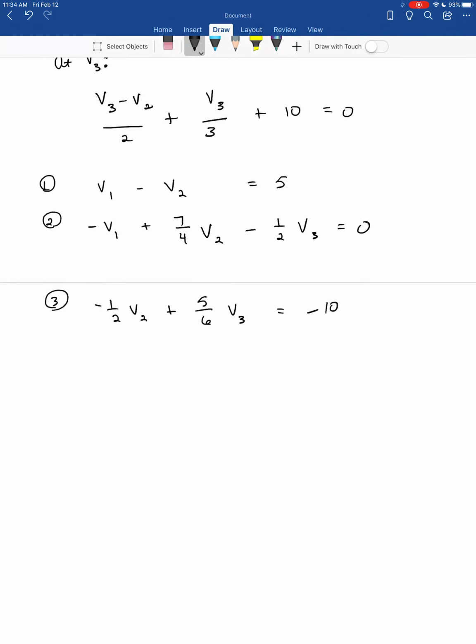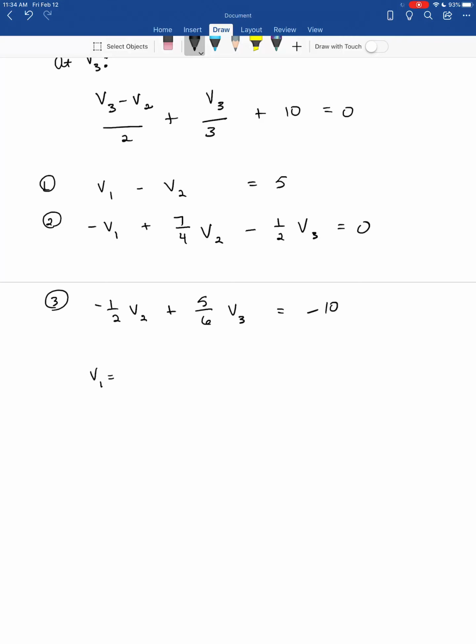Okay, this is fairly straightforward to solve by substitution. Or you could use a matrix method. If we use a matrix method, we would use Cramer's rule. So the first thing that we do is find the determinant of the coefficients, and then we would use Cramer's rule to solve for each unknown. Rather than that, I'll just use substitution.